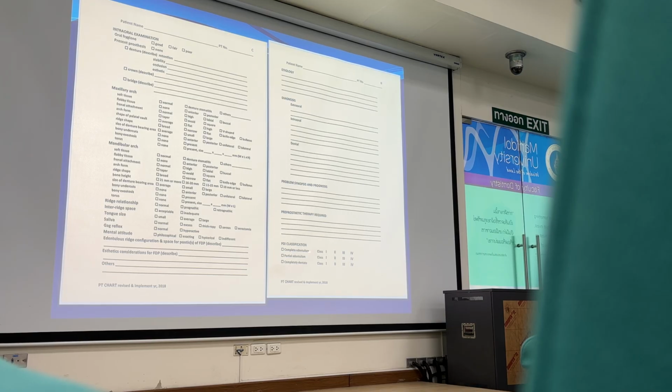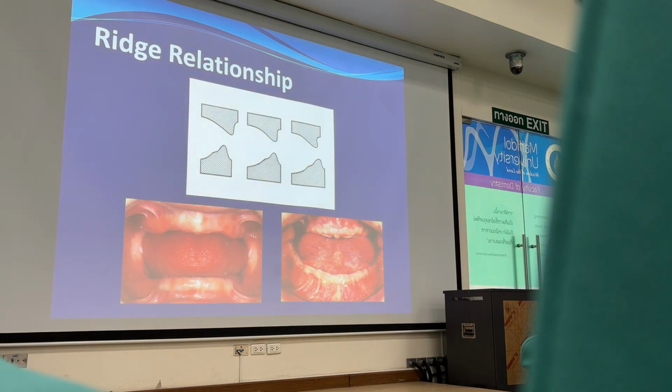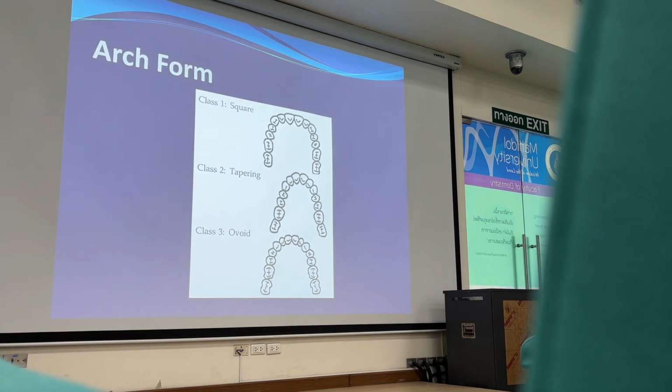You have to know the complete intuition, like the cut 1, cut 2, cut 3. You will learn later. Inter-arch space here, like the class 1 is ideal. For class 2, excessive inter-arch space, have more space to set up the teeth, no problem. But class 3 has the problem of insufficient inter-arch space to accommodate the teeth. This is not good. Relationship here, like the cut 1, cut 2, cut 3. And as for the shape, like square, tapering, ovoid.